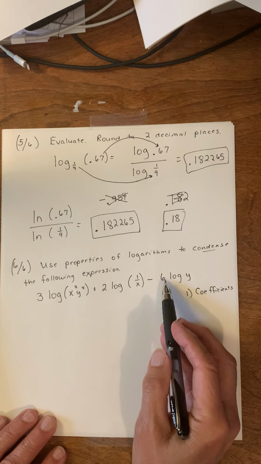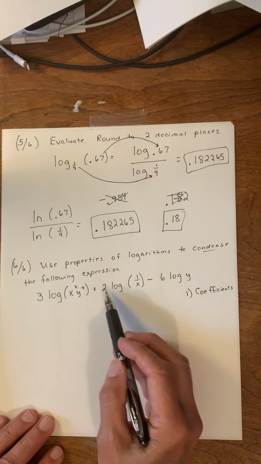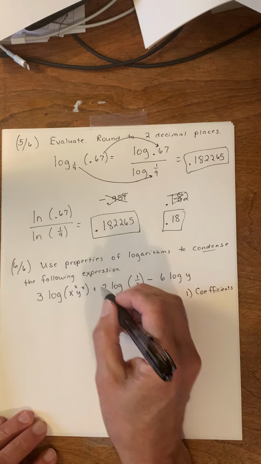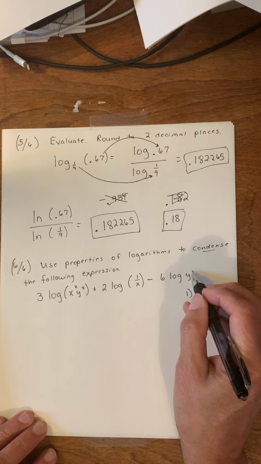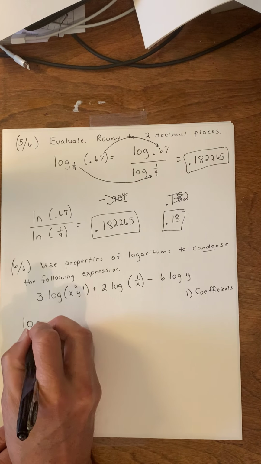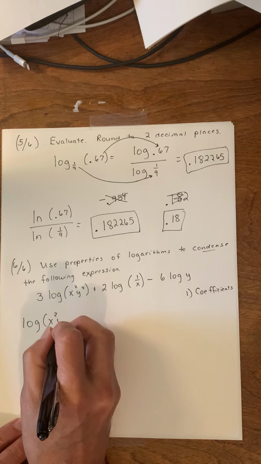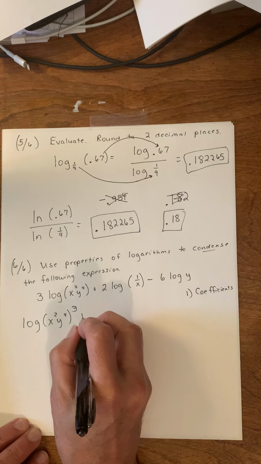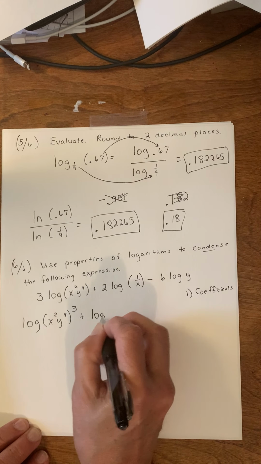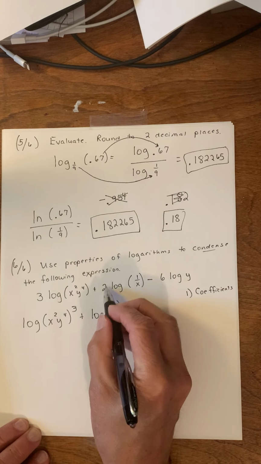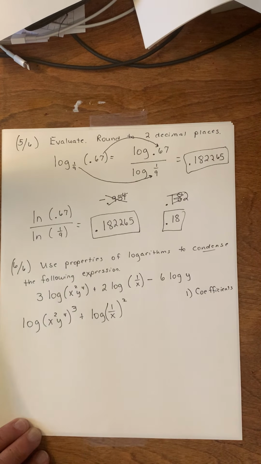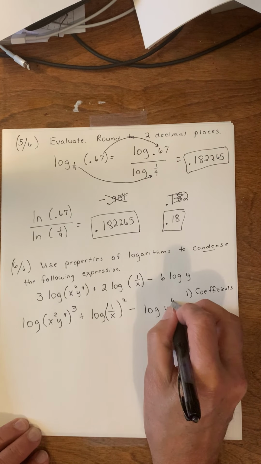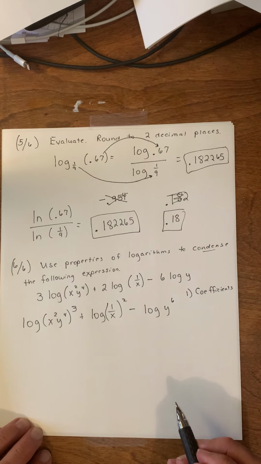These coefficients, if I'm condensing them, become the exponents of whatever I'm taking the logarithm of. So this goes right there, this goes right there, this goes right there. So we get log to the 3rd power. The coefficient now becomes my exponent, plus log to the 2nd power. The coefficient becomes my exponent, minus log to the 6th. The coefficient becomes my exponent.